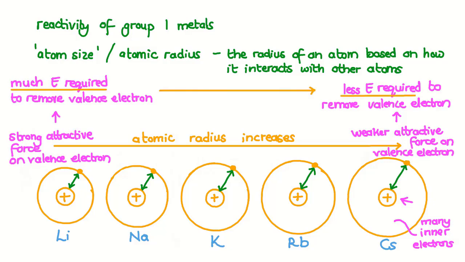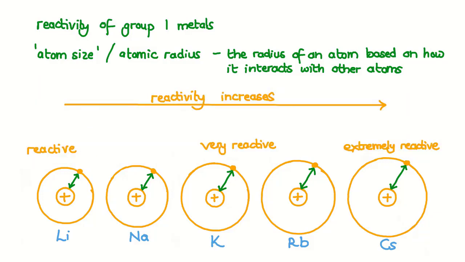So, moving down the group from lithium to cesium, or in this case from left to right, we can see that there is a trend in the energy required for a reaction. Less and less energy is required as we go down the group. The ease with which a reaction occurs increases, and so we say that the reactivity increases. Now, lithium is rather reactive with water, oxygen, and halogens, for example. Potassium and rubidium are very reactive, and at the bottom end of the group the elements are extremely reactive.